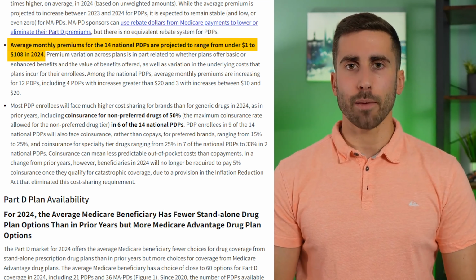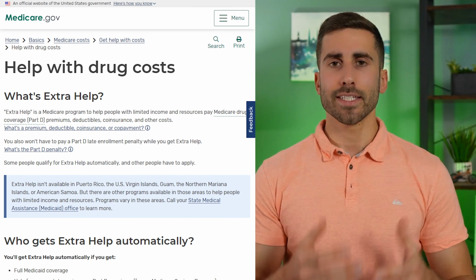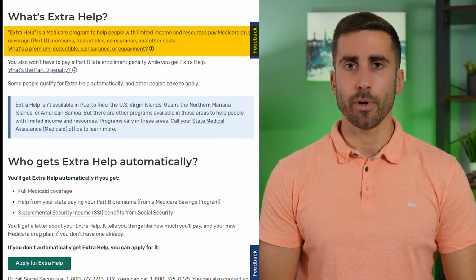Secondly, if you are not able to eliminate your Part D penalty through this appeals process, you should take time to see if you qualify for Extra Help. Extra Help is also known as the Low Income Subsidy Program, and according to Social Security, this is a federal program and it helps people with limited income and resources lower or cut Part D costs. If you do qualify for Extra Help, you don't have to pay the Part D late enrollment penalty.